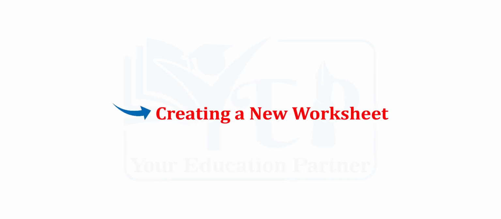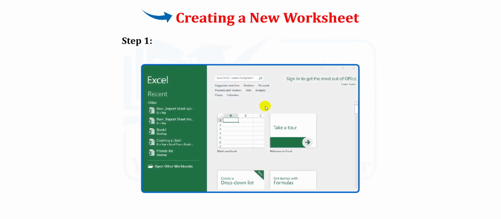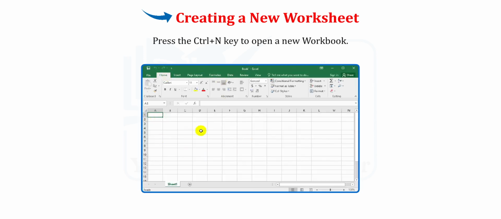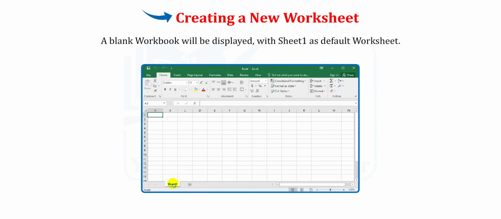Creating a new worksheet. Once your Excel app is open, the next step is to create a new workbook. Follow the given steps to open a new workbook. Step 1. From the Backstage view, select the blank workbook. Or, press the Ctrl+N key to open a new workbook. A blank workbook will be displayed, with Sheet 1 as the default worksheet.